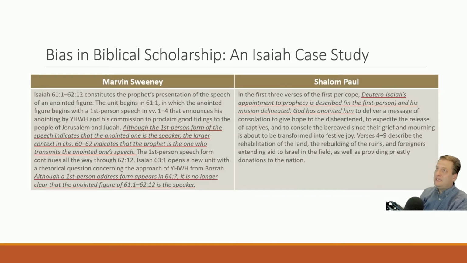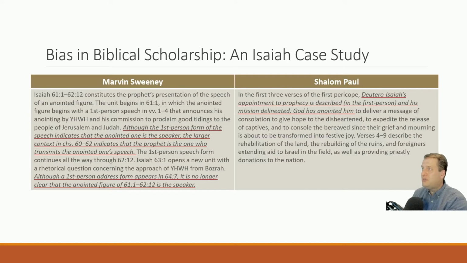Finally, Isaiah 61 to 62. Marvin Sweeney says this constitutes the prophet's presentation of the speech of an anointed figure. The unit begins in 61:1, in which the anointed figure begins with a first-person speech in verses 1 through 4 that announces his anointing by Yahweh and his commission to proclaim good tidings to the people of Jerusalem and Judah.